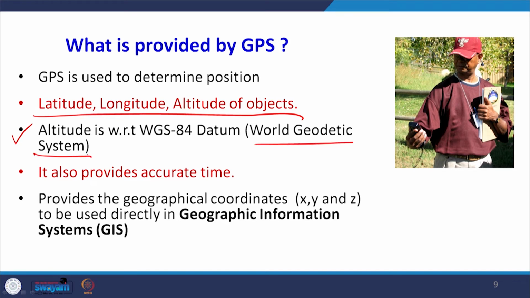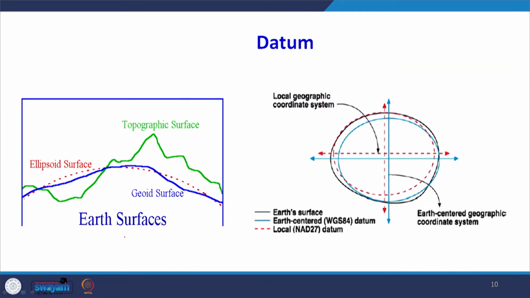This is a system which is uniformly followed. So, all our measurements are based on the WGS84 system when we are using GPS. It also provides accurate timing. We take the help of the device and collect the x, y and z coordinates, and we can use these coordinates directly in the GIS, because a geographical information system requires coordinates as input, and then we can integrate this data along with other data in the GIS.